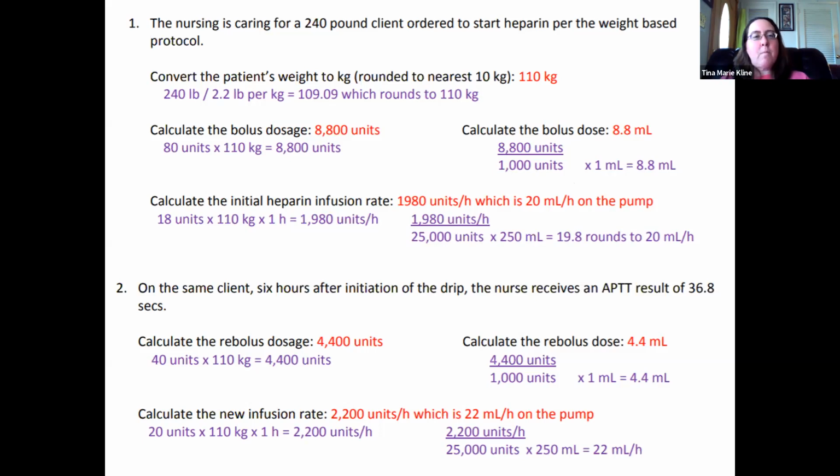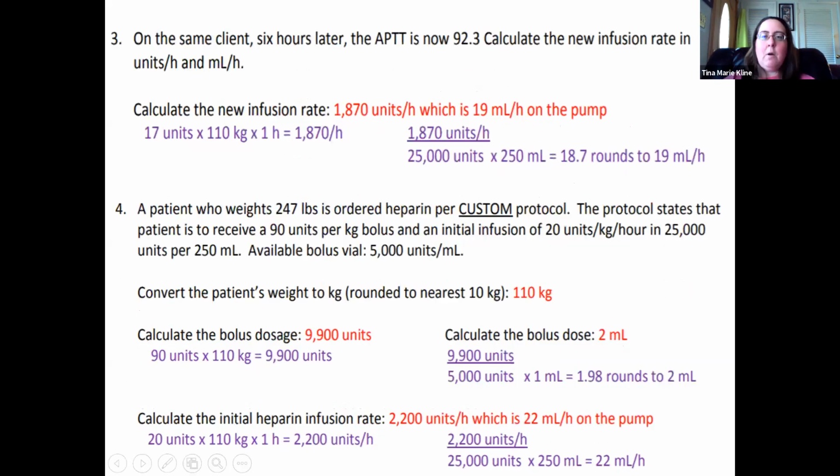Now, 6 hours from making that change, I'm going to do another blood test. We're going to get another PTT result. Okay. So now for number 3, it's now 6 hours later. Okay. And I need to move this so I can see. Okay. So now the aPTT is 92.3.